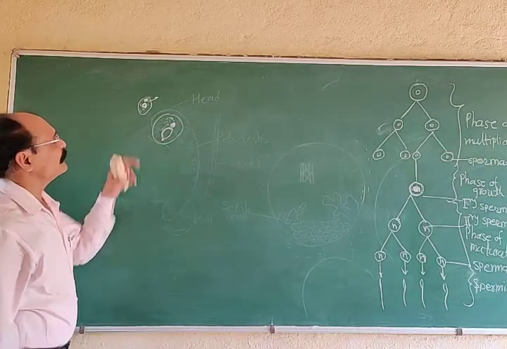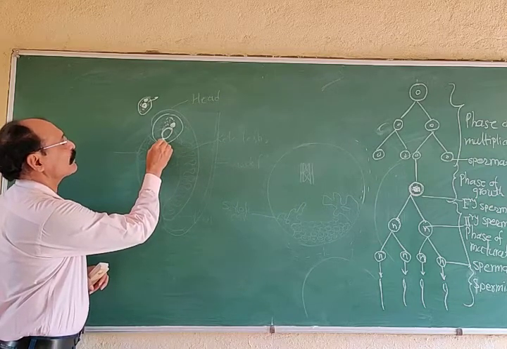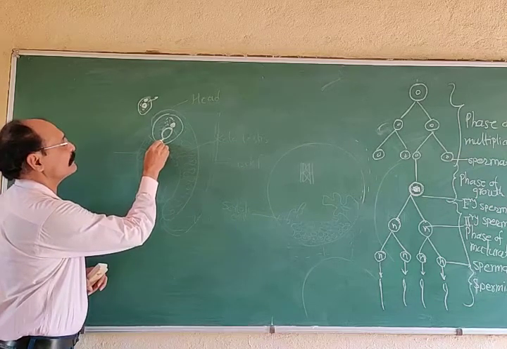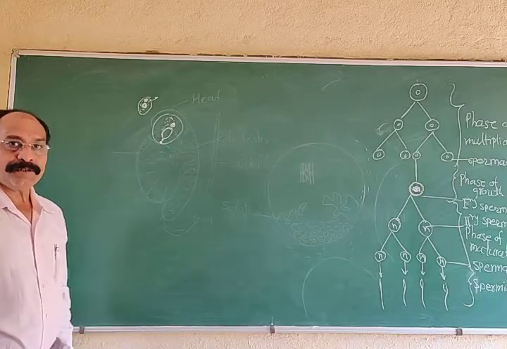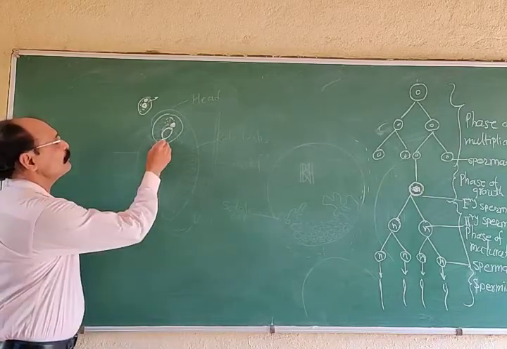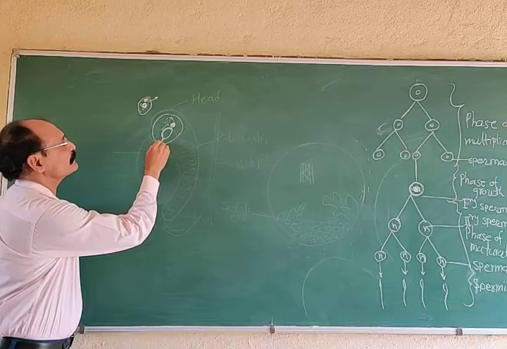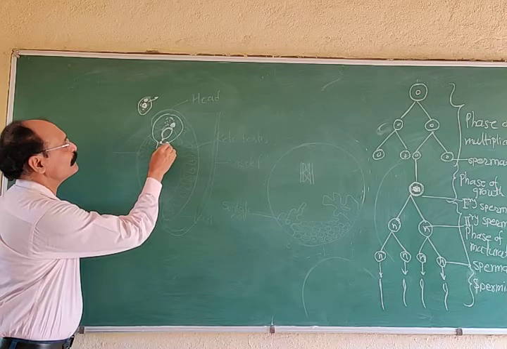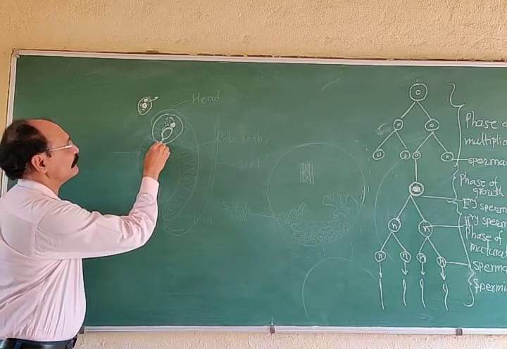So it is the centriole. So we have the two centrioles, the proximal centriole and the distal centriole, which are arranged perpendicular to each other. Now from the distal centriole, the formation and elongation of the tail is started.